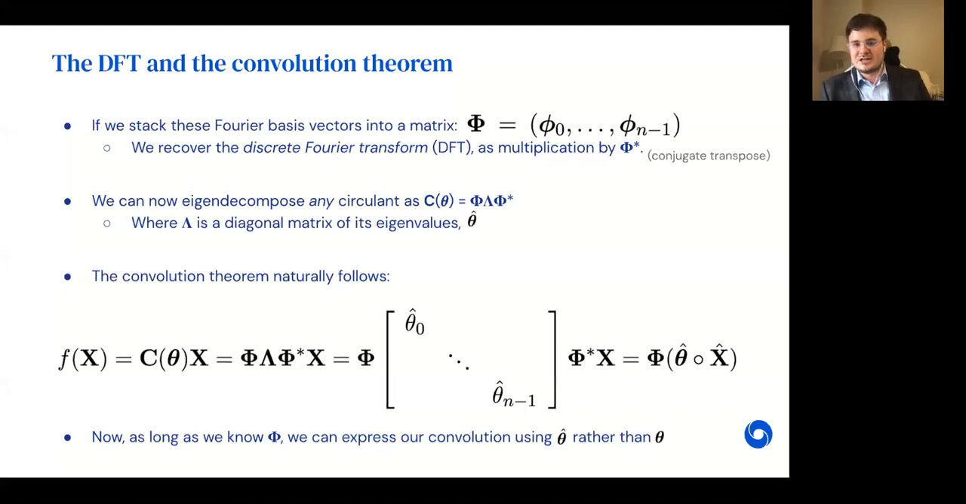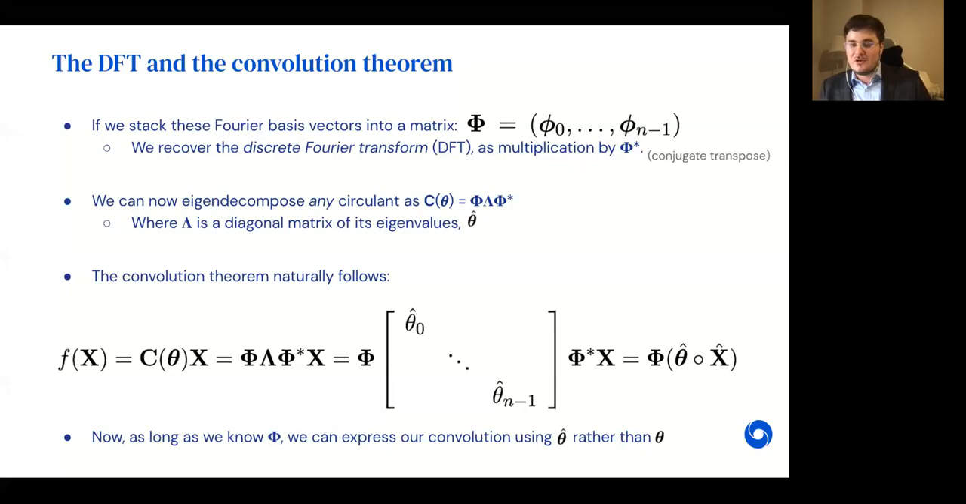And from this, you can naturally derive the convolution theorem. Any circulant applied to a feature matrix X can be expressed using this eigendecomposition. And therefore, you can first multiply your features X with phi star to cast them into the Fourier domain. And then, because you're multiplying by the eigenvalue matrix, which is a diagonal matrix, this exactly corresponds to just pointwise multiplication.